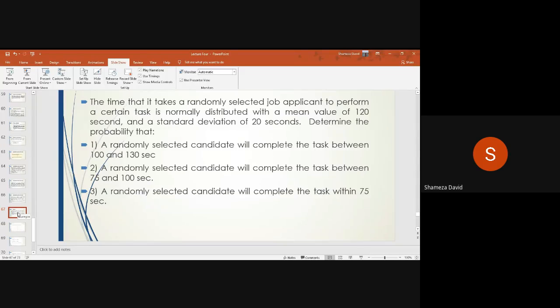Just give me a minute to pull up the normal distribution table. We can take a 5-minute break. I will pull up the normal distribution table and then we will continue.